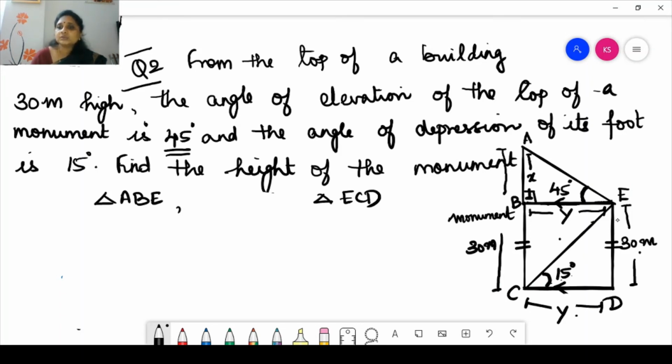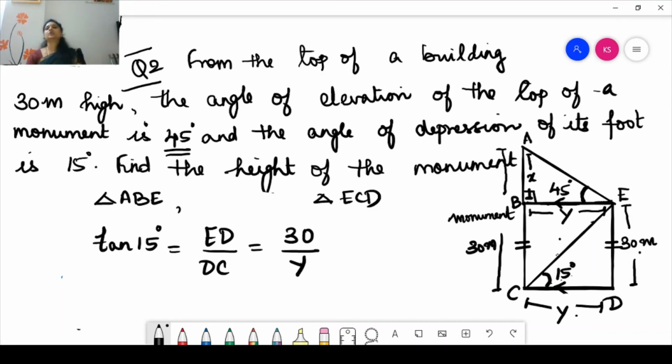I can use the opposite by adjacent, that's nothing but tan 15. Tan 15 is equal to ED by DC, that is 30 by Y. So if I have two measures with me, an angle and one of the measures, I'll be able to find out the measure of the other sides easily. So that's the trick.